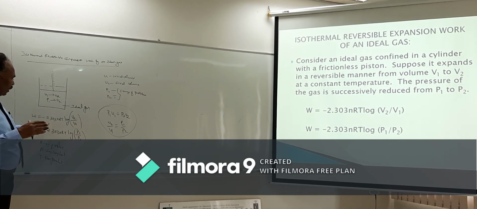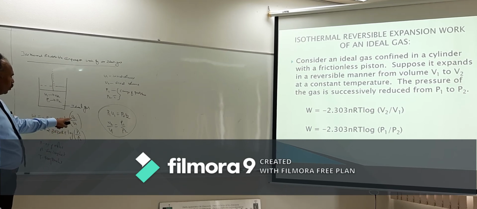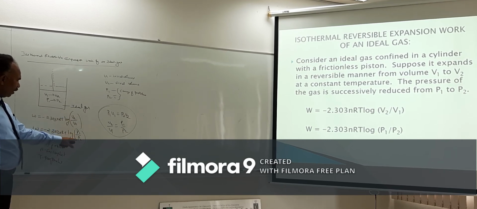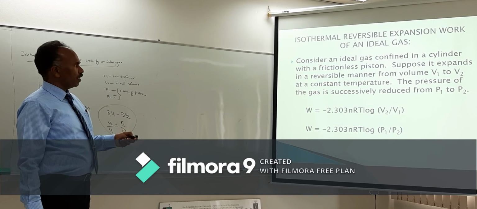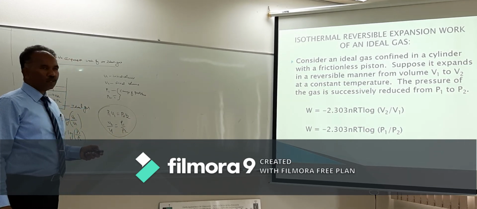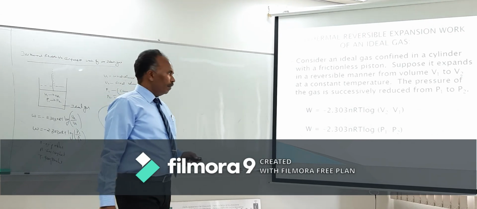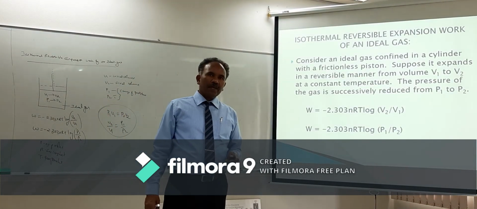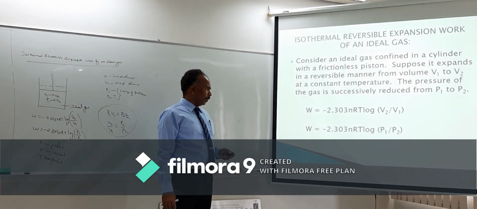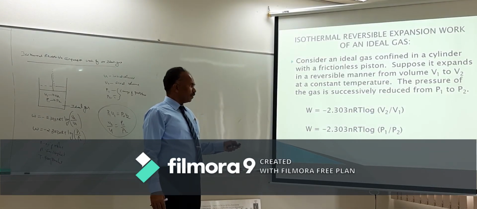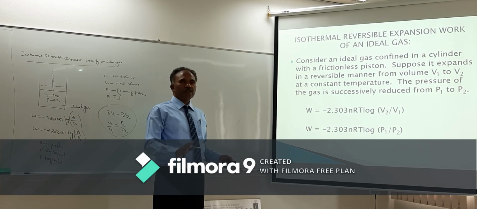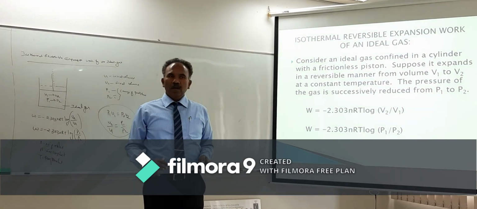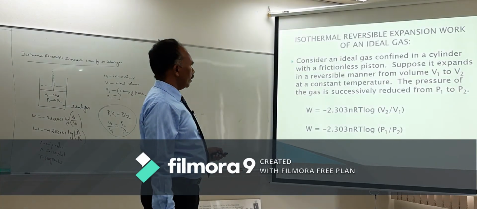So it's very necessary to be careful that when volume is given, use this formula, and when pressure is given, use this formula. Okay. So isothermal reversible expansion work on an ideal gas is W is equal to minus 2.303 nRT log V2 upon V1. W is equal to minus 2.303 nRT log P1 upon P2. Suppose we change the sign here, then you write plus, then you can write V1 upon V2. Here you write plus, then we can write P2 upon P1. Please don't confuse, follow this method so that you don't get any wrong answer.